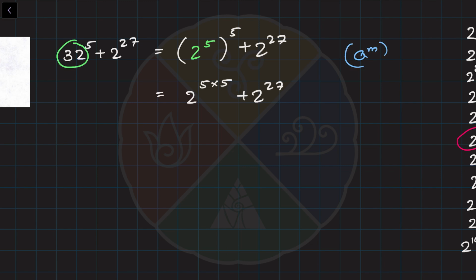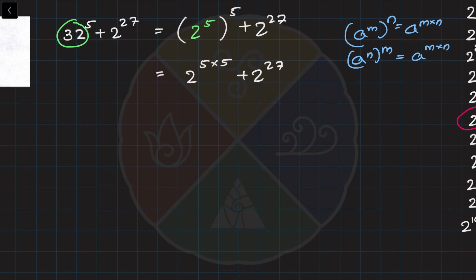(a raised to m) whole raised to n is equal to a raised to m into n. And because of the same reason, it can be written as (a raised to n) whole raised to m also. The same thing, a raised to m into n or n into m. Now this is going to be 2 raised to 25 plus 2 raised to 27.